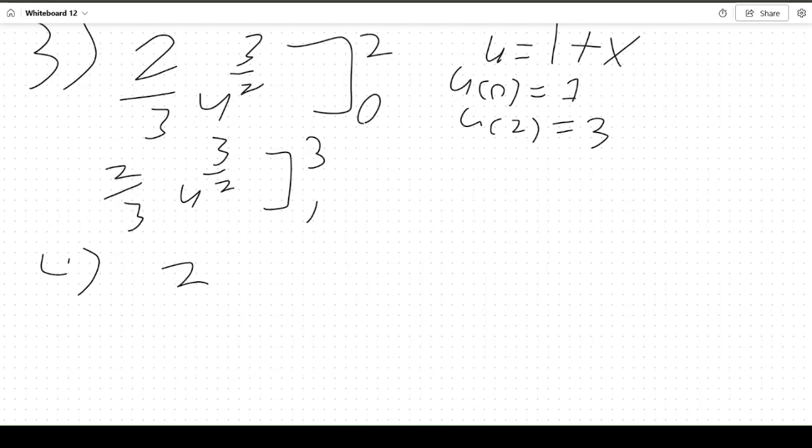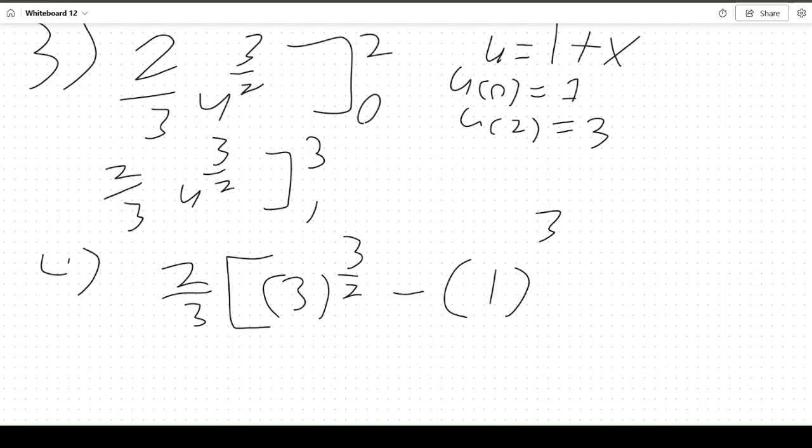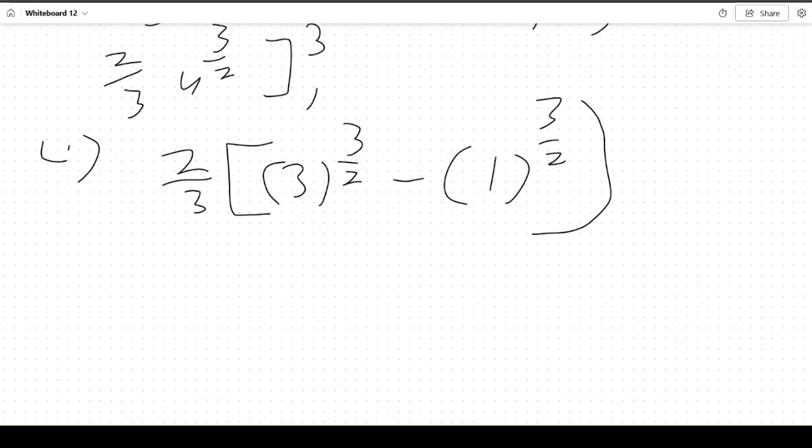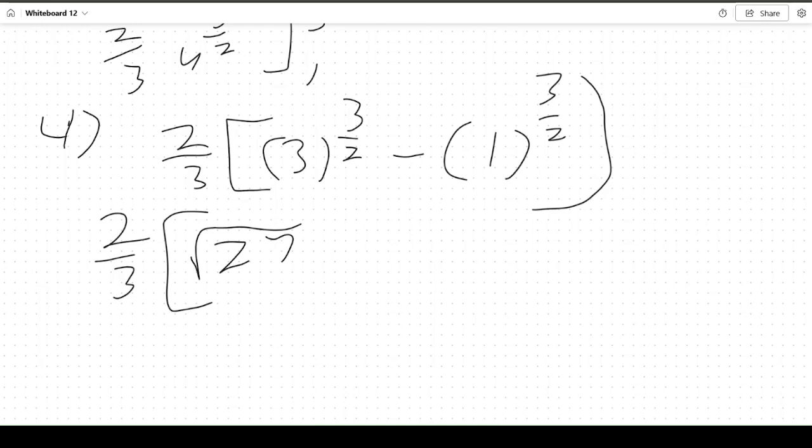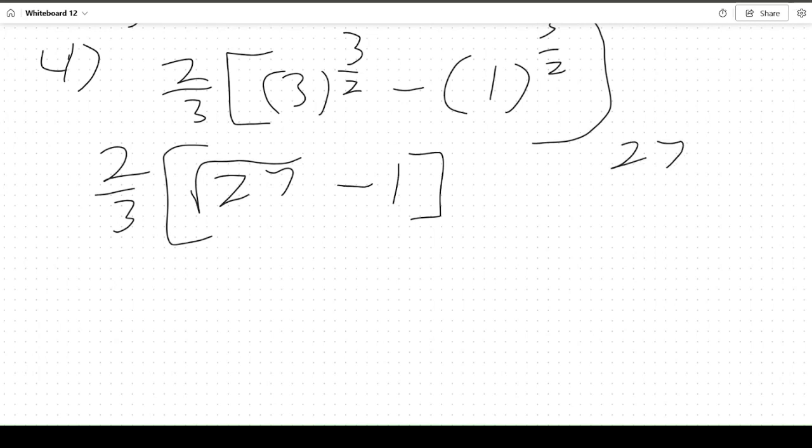So you can take out the 2 over 3 to make it easier. Plug in 3 for u, and plug in 1. And now we have to do the rest. 3 to the power of 3 is 27. So it's going to be the square root of 27 minus 1. So we can simplify the square root of 27 further.